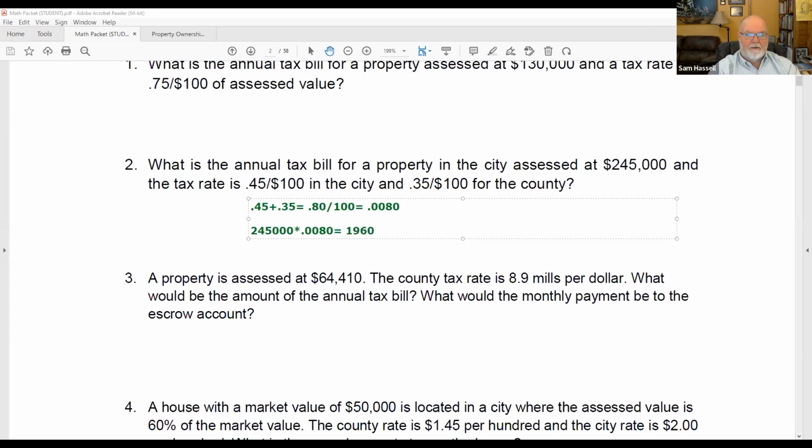Or same thing, 245,000 divided by 100 gives us 2450, and we multiply that by 0.85. That gives us the exact same answer, 1960. Okay, it works out the same way, whatever you're comfortable with. I just think it's easier to move the decimal 2 places forward, but whatever you're comfortable with is really what I'm concerned with.